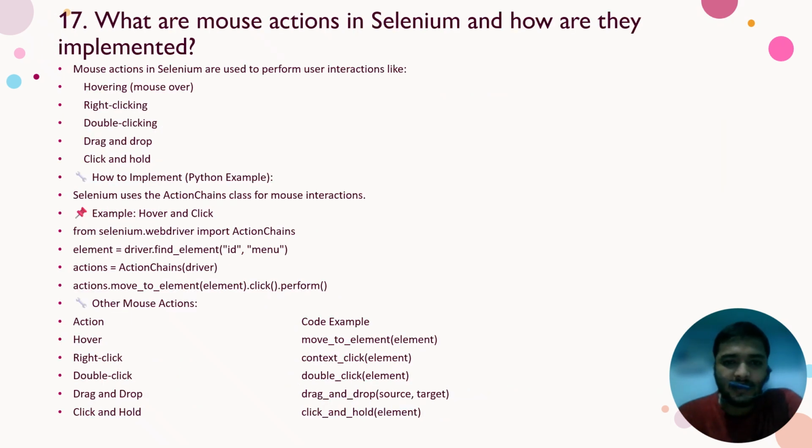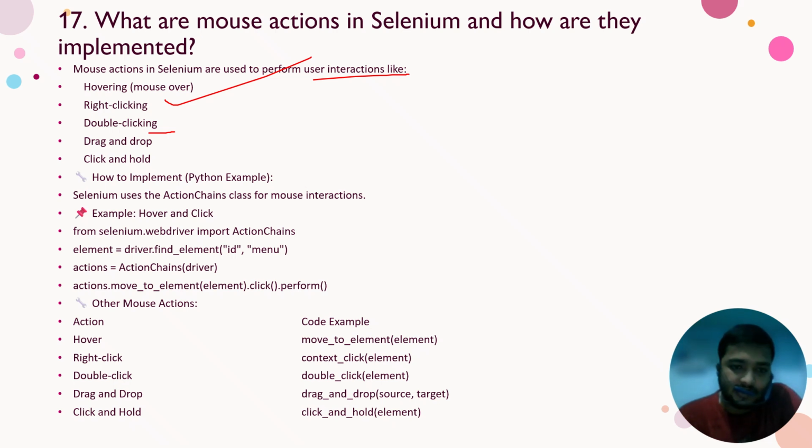What are mouse actions in Selenium and how are they implemented? Mouse actions in Selenium are used to perform user interactions like hovering the mouse, right click, double click, drag and drop, and click and hold. We implement them in Python using the ActionChains class for the interaction. Example: hover and click.